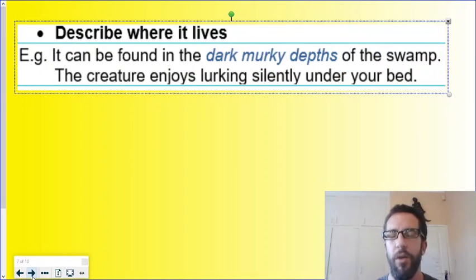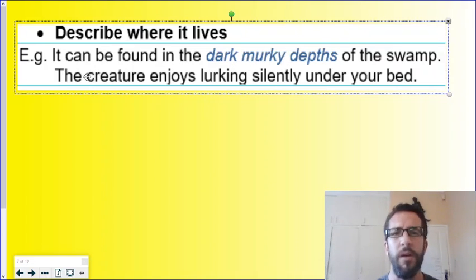And finally, you want to tell me where this creature or this character lives. And again, you want to try and be as imaginative as you can there. So use some good adjectives. So for example, my first sentence here, it can be found in the dark, murky depths of the swamp. I could have just written there, it can be found in a forest, it lives in a cave, it lives on the top of a mountain. I've described it a little bit better there by using some adjectives.